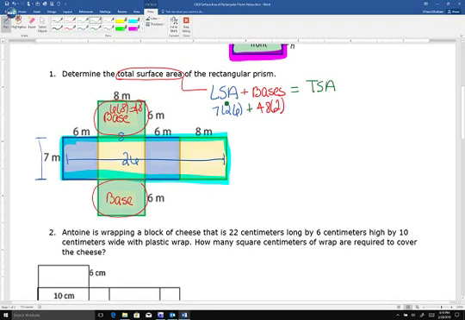And now I will combine the lateral surface area and the area of the bases to get my total surface area. The lateral surface area is 7 times 26.